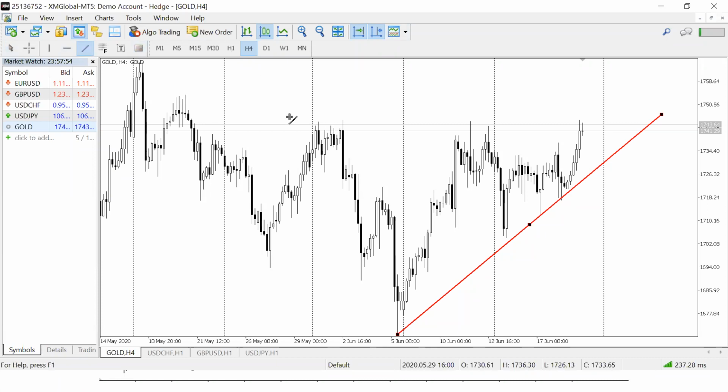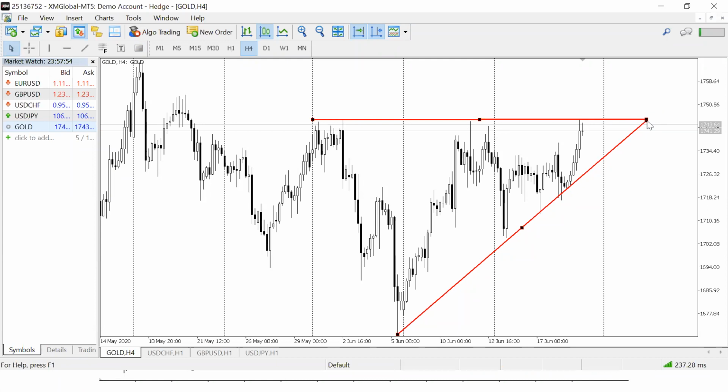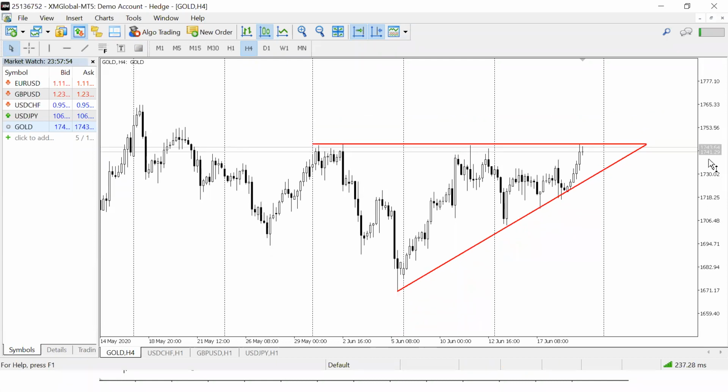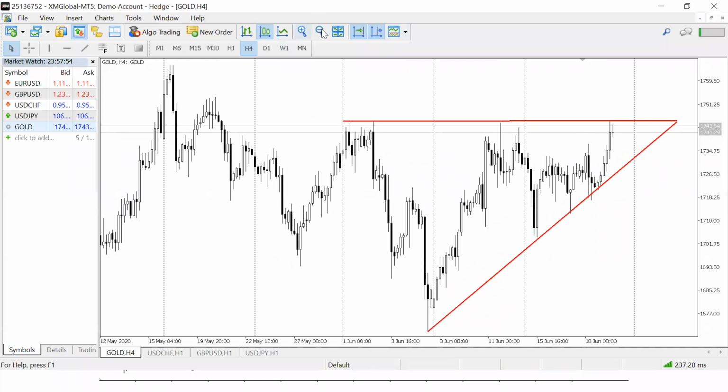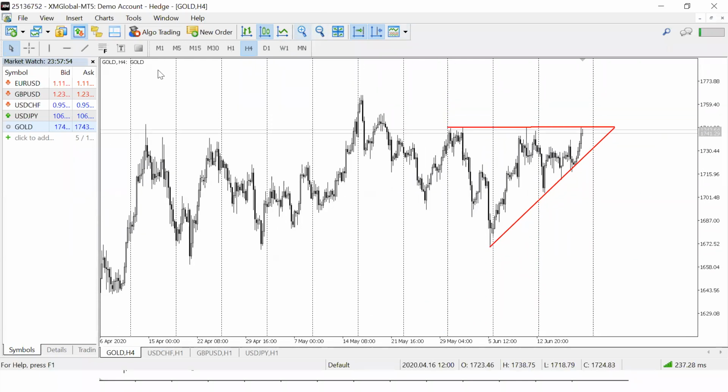So medyo maganda tignan yung trend line natin. And yung mga recent highs natin are pretty much on the same area. So you would have a little bit of something like this. Yan. Ito yung itsura ng market natin yan. And from here, we'll see kung anong pwedeng mangyari sa market. Kasi dalawa ang pwedeng puntahan yan.